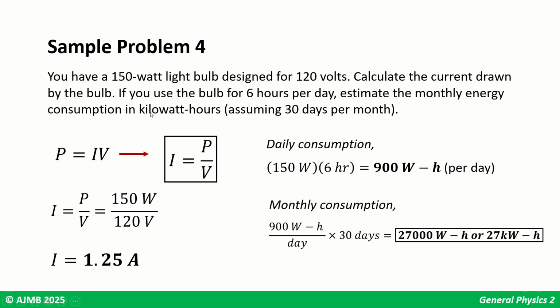Again, they want it in kilowatt hour. So let's divide this by 1,000 and you get 27 kilowatt hour as your monthly consumption.